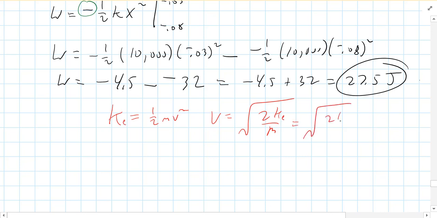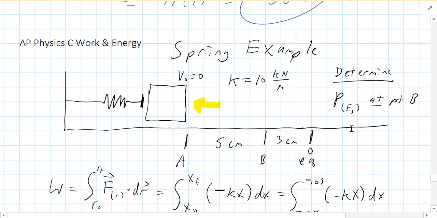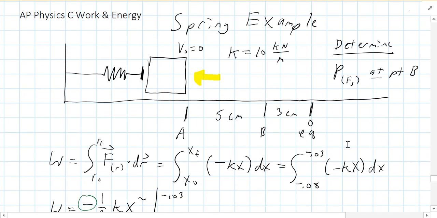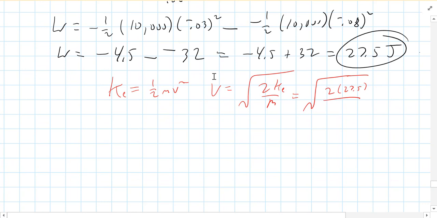And so we got 2 times 27.5 over the mass of the block, which we gave you to be, oh, I didn't give you that. All right, let me tell you what that is. It is 10 kilograms. So that's like a small book bag. Okay, so we'll put a 10 down there. And if you do that, I get root 5.5, which the calculator gives me 2.35 meters per second. So it's not moving very fast. It's only about 5 miles an hour.